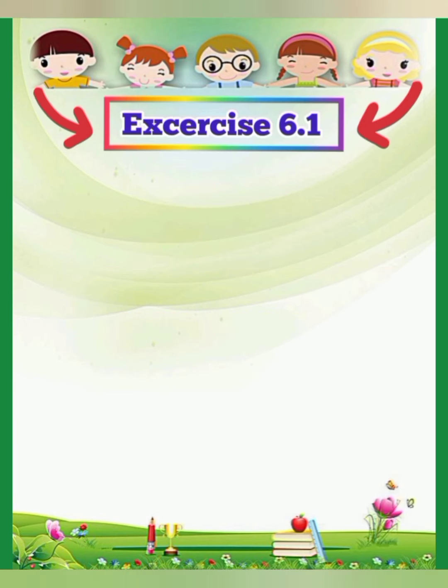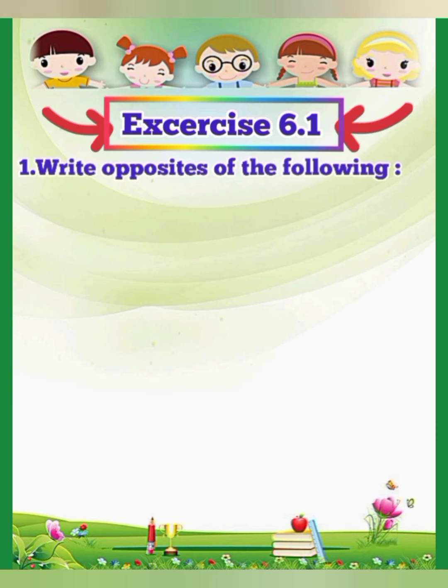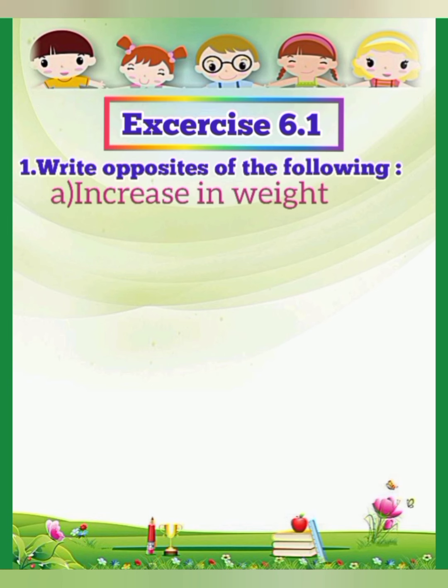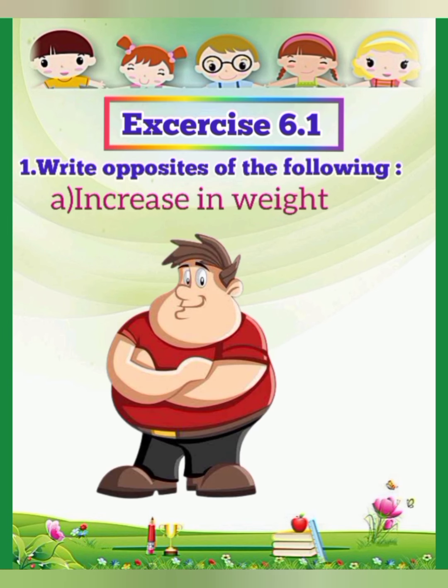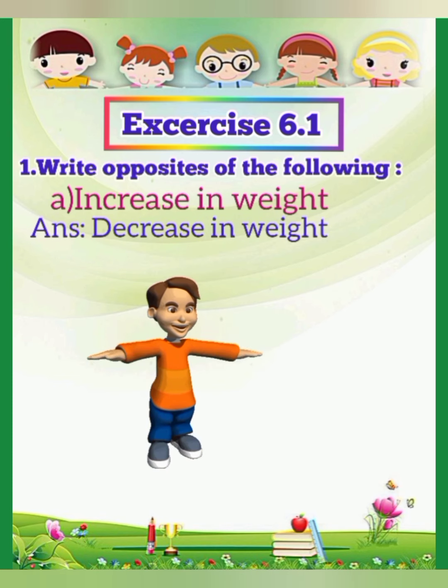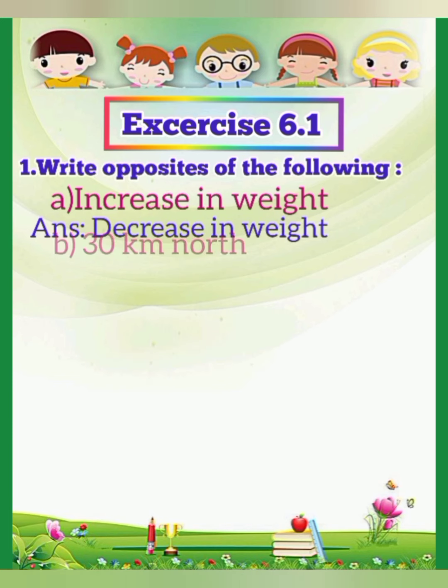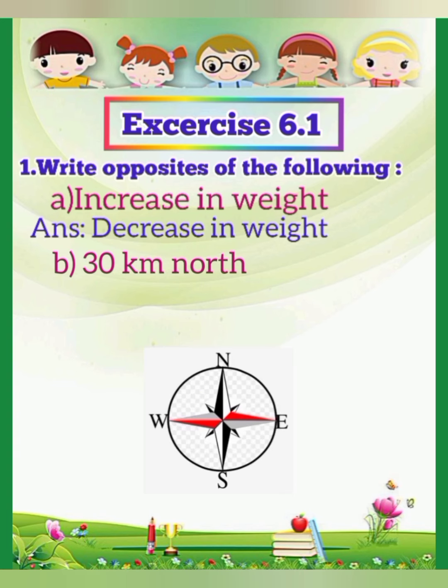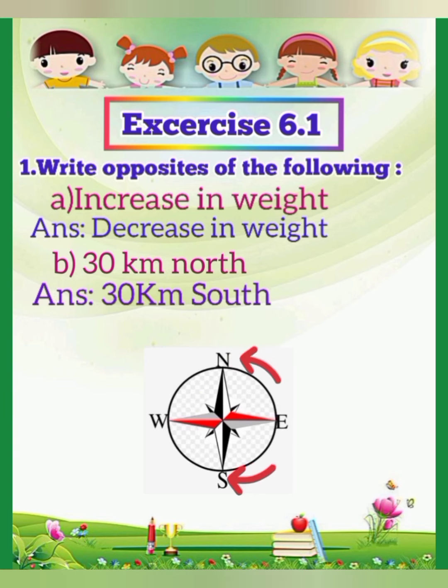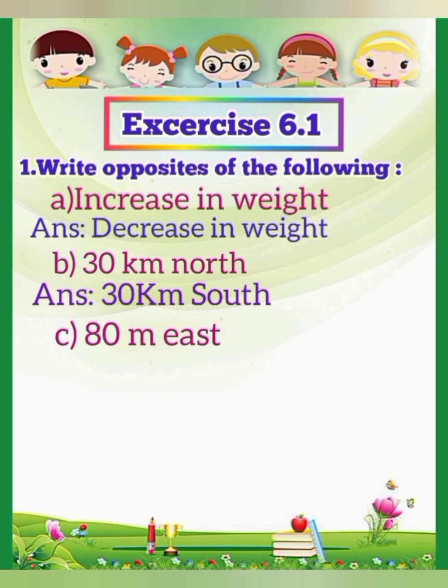Here, exercise 6.1, question number 1 says: write the opposite of the following. Sub-question A, increase in weight. The opposite of increase in weight is, yes, you are correct, decrease in weight. Like this you have to write. 30 kilometer north. So the opposite of 30 kilometer north is 30 kilometer south. Sub-question C is 80 meter east. So the opposite of 80 meter east is 80 meter west.